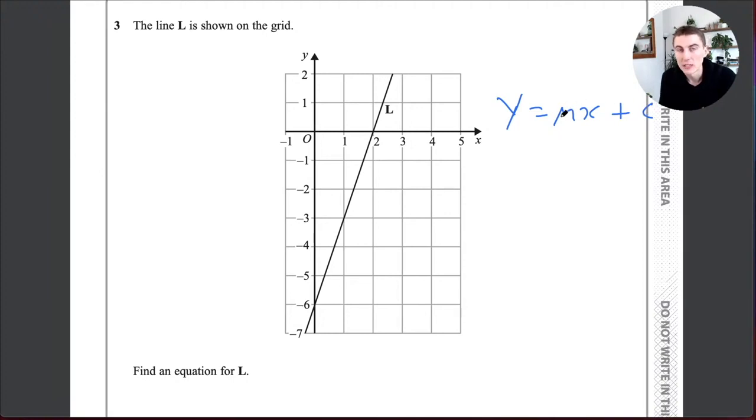So m is like how steep the line is, c is where it cuts the y-axis. So straight away, this point down here is c, because this is where my line L crosses the y-axis. It crosses the y-axis at -6. So c is -6.